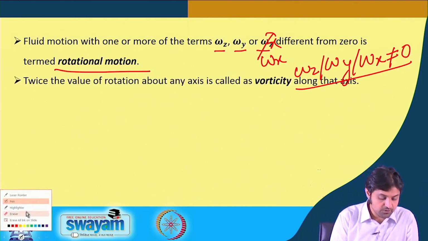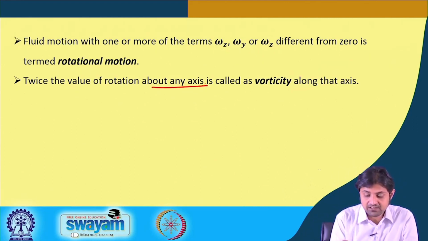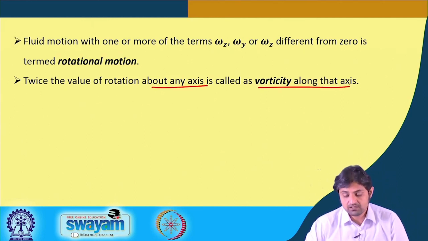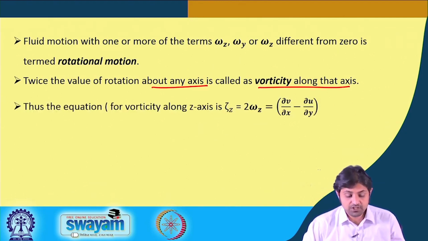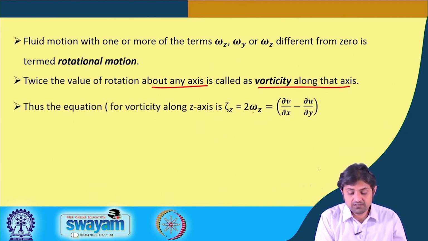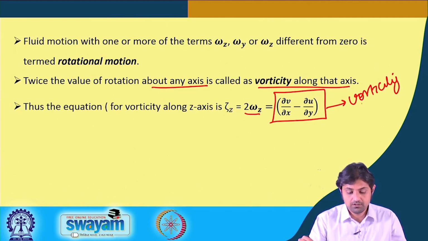So, twice the value of these omegas about any axis is called the vorticity along that axis. You must have heard the term vorticity. Thus, the equation for vorticity along the z axis is 2 omega z equal to, if you remember, omega z was half times this thing. So, this is the vorticity along the z axis.